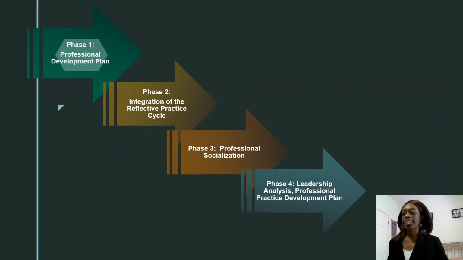When you look at ethics education, you see that there are multiple phases. Phase 1, Professional Development Plan. Phase 2, the integration of the reflective practice cycle. Phase 3, Professional Socialization. And Phase 4, Leadership Analysis and Professional Practice Development Plan.